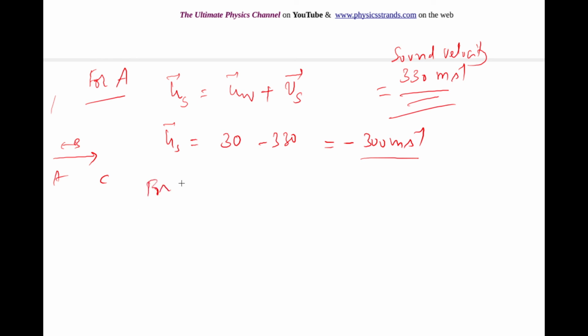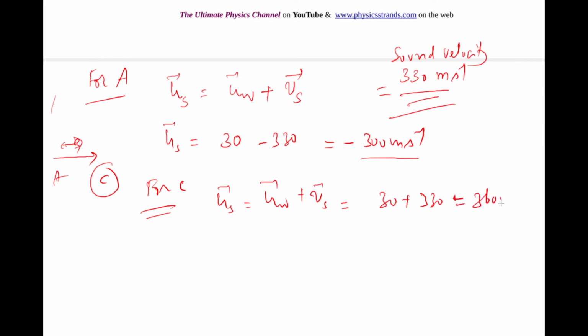For C, who is on the right, sound from B is going to arrive like this. So in this case, the same equation we can use: Us, the velocity of wind plus the actual velocity of the sound. That would be 30 plus 330 meters per second, and that would be 360 meters per second. So B is firing and C is receiving it at higher speed, whereas A is receiving it at a lower speed. The speed of sound is less.